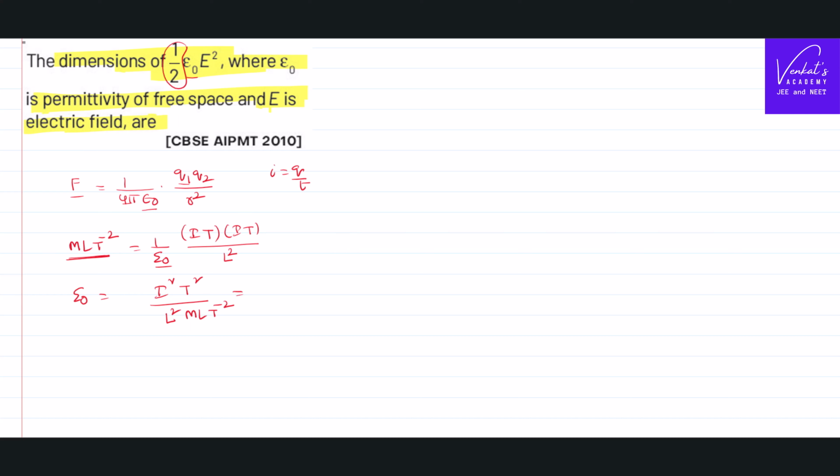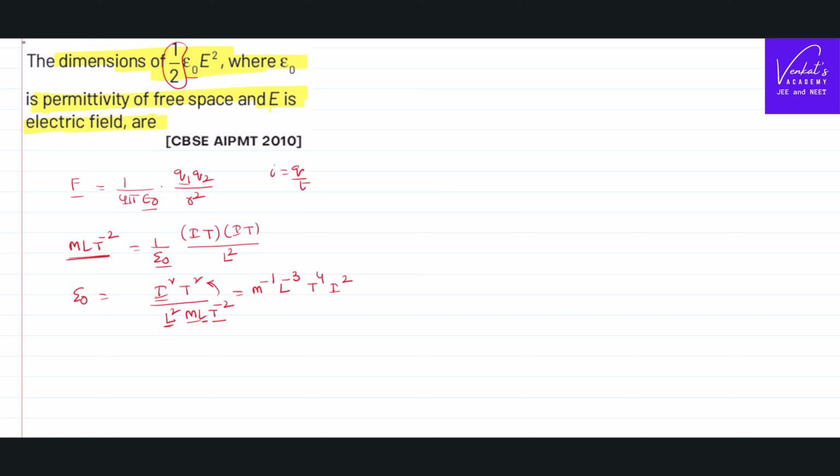So the dimensions of epsilon naught is M power of minus 1. This is L square and L power 3; that goes to the numerator as L power minus 3. T power minus 2 goes to the numerator and becomes plus 2. That is T power plus 4. And of course, current square. That's the dimension of epsilon naught.